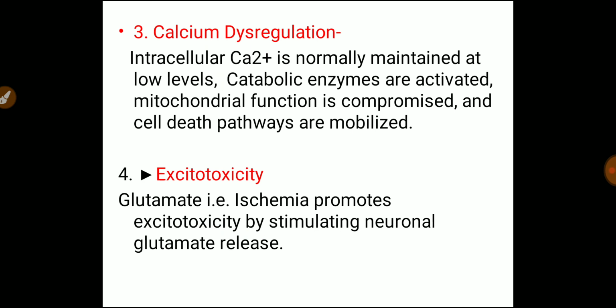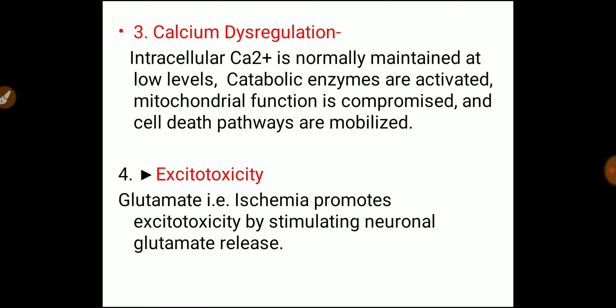Next, third is calcium dysregulation. As you know, calcium is very tightly regulated inside the cells, kept as low as possible, because calcium is like a precursor for apoptosis of the cells. So if there is dysregulation of calcium, that calcium can activate the catabolic enzymes inside the cell, and mitochondrial function can be dysregulated, and then cell death pathways will be activated.